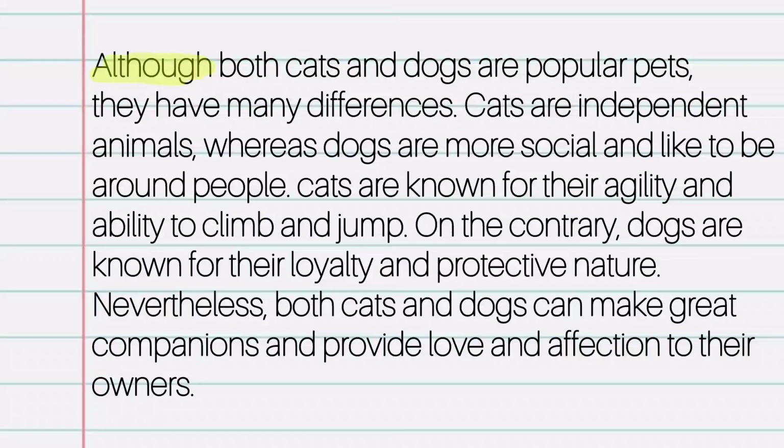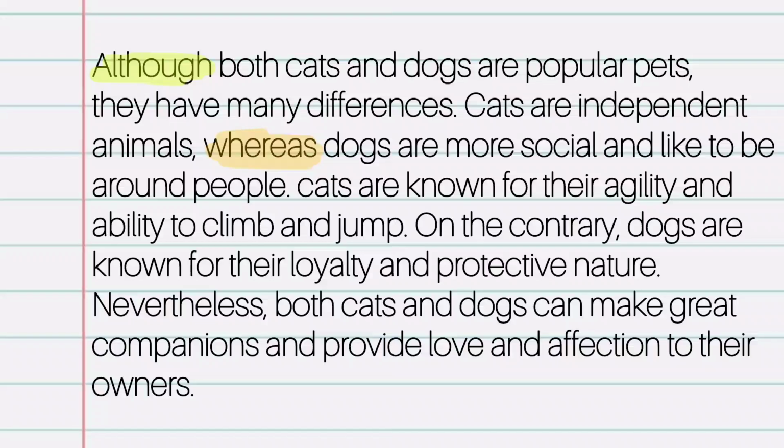Although both cats and dogs are popular pets, they have many differences. Cats are independent animals, whereas dogs are more social and like to be around people. You know, both cats and dogs are popular, but they have differences. Cats are independent, but dogs are more social. So, we don't use but, we use these great terms.